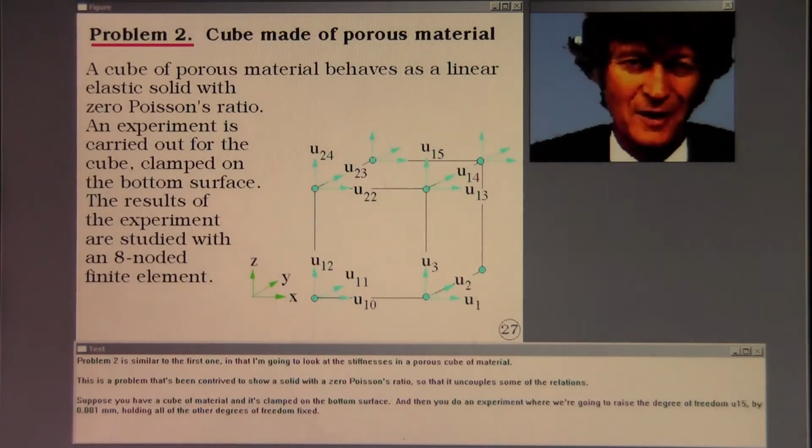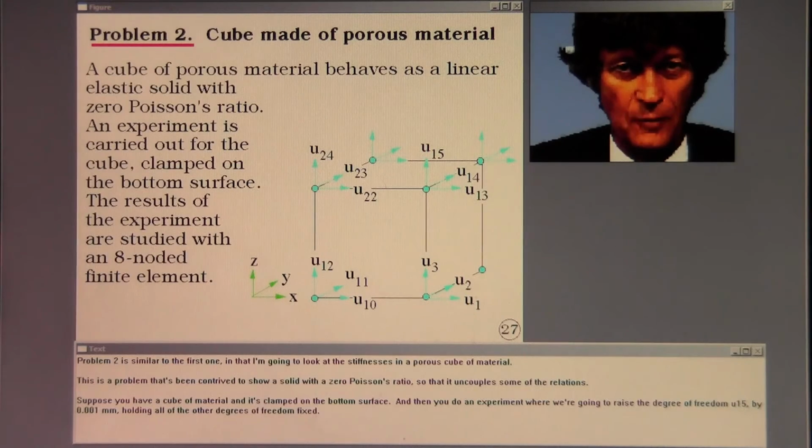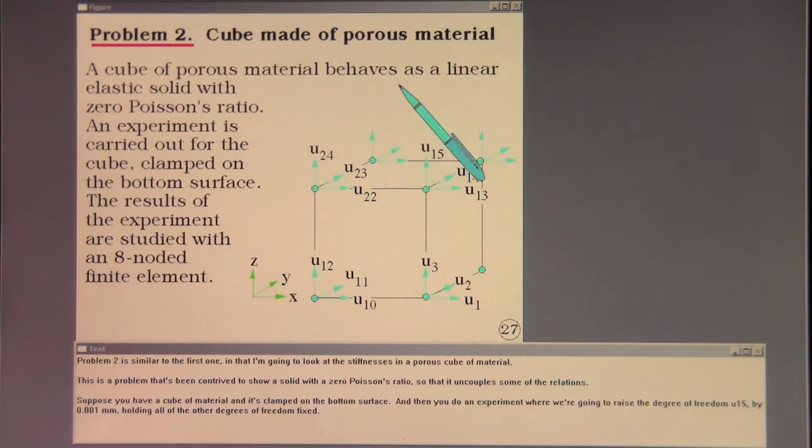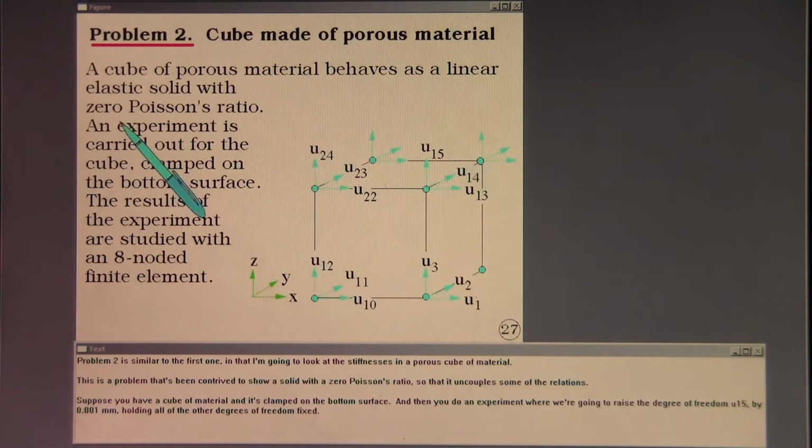Problem 2 is similar to the first one in that I'm going to look at the stiffnesses in a porous cube of material. This is a problem that's been contrived to show a solid with zero Poisson's ratio so that it uncouples some of the relations.